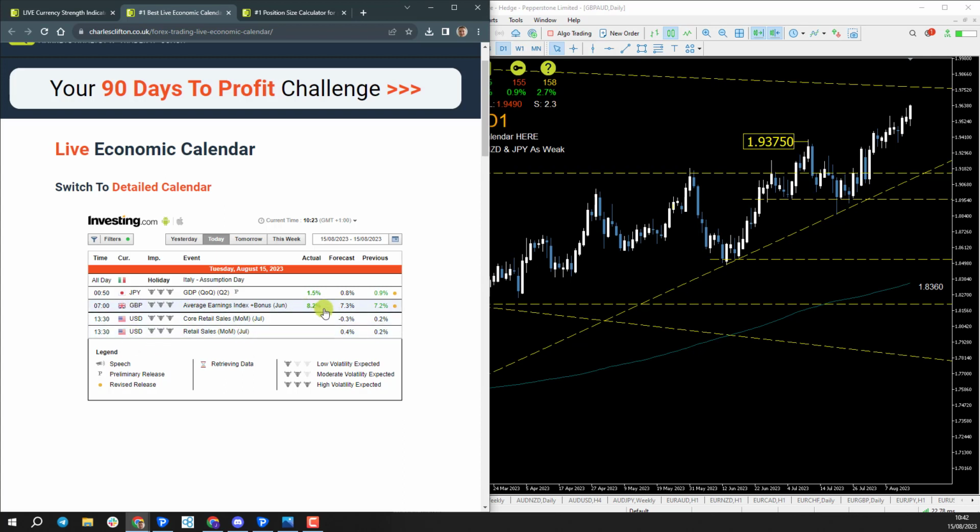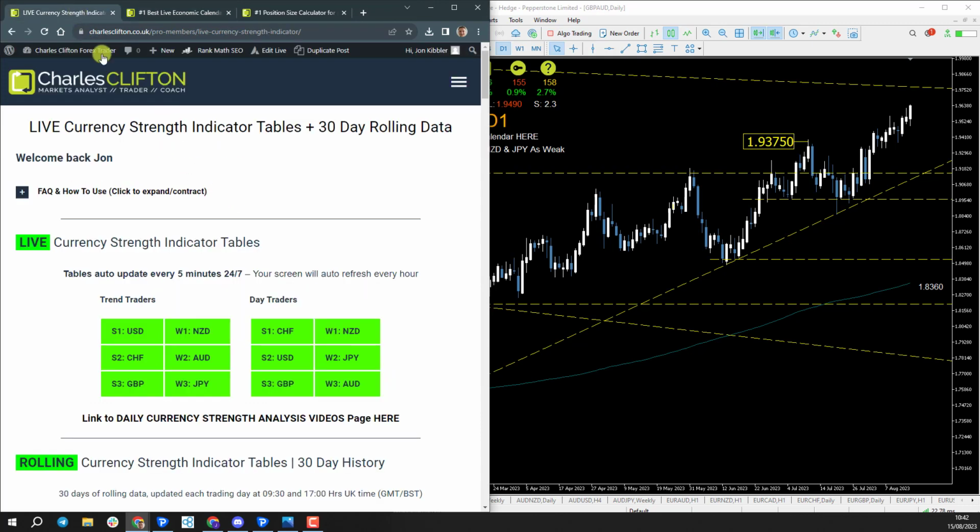And some really good, strong pound data this morning. Average earnings up to 8.2%. So pound is on a flyer at the moment. And you can see we are S3 on the pound. Aussie weak as well. So we're actually going to kick it off with pound Aussie.